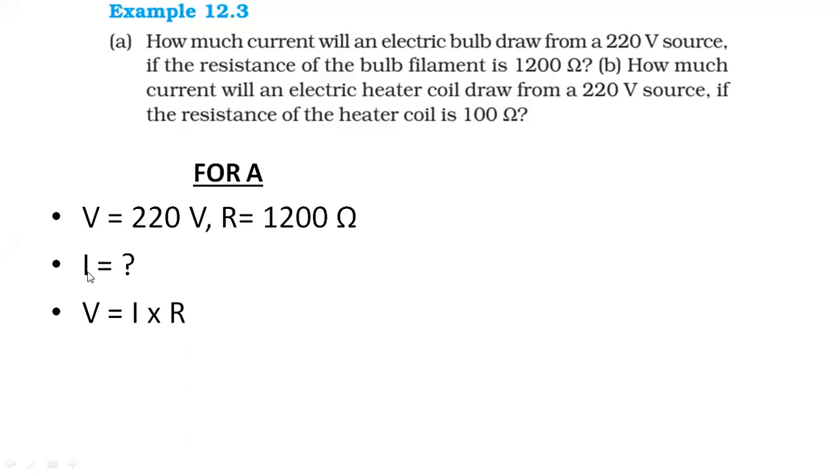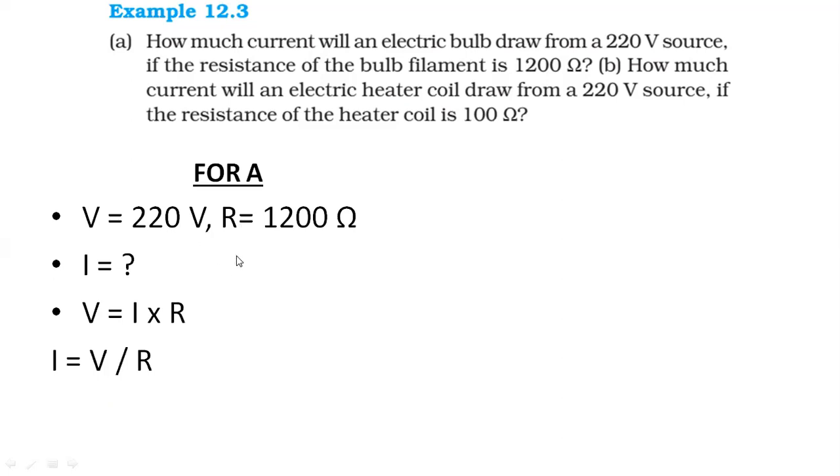If you want to know the value of I, I need to shift resistance to the other side. Here it is in multiplication. After shifting, it will go for division. So I is becoming V by R. So I have shifted that R to the other side. Now we already have the values of V and R. Just plug them in this formula, you will get the answer.